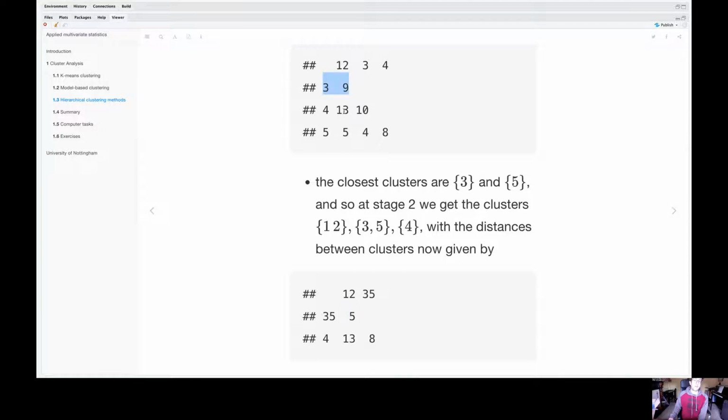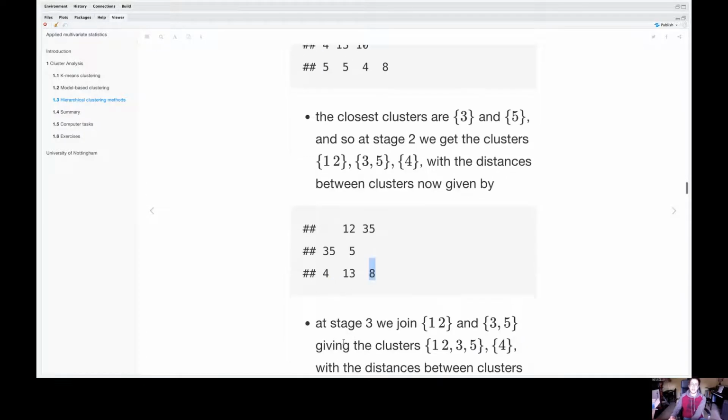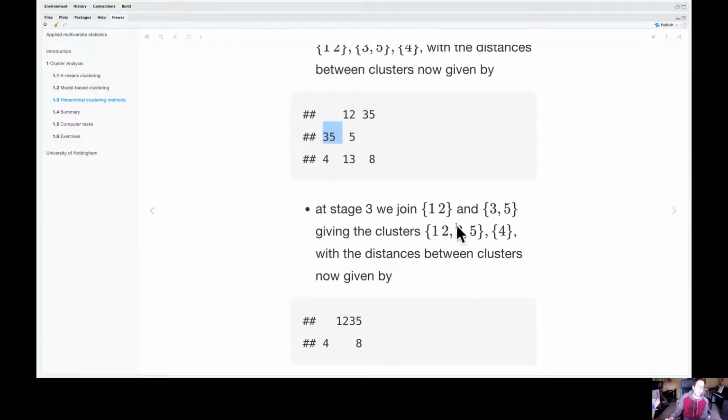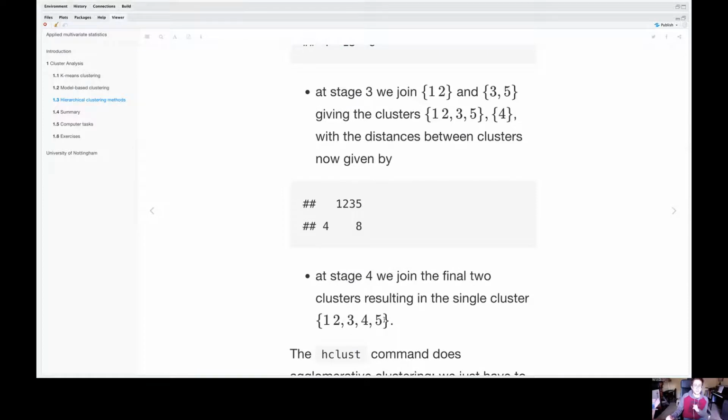The distance between {3, 5} and the point 4 is just the minimum value of that. So that's the minimum of 8 and 10, so we get a distance of 8. So it gives us this new distance matrix. Now the next stage is to say, what's the minimum here? And join those two. So the minimum here is 5. So we join together the clusters {1, 2} and {3, 5}. So that gives us a new cluster {1, 2, 3, 5}, and {4}. At the final stage, we just join them all together to get a single cluster.